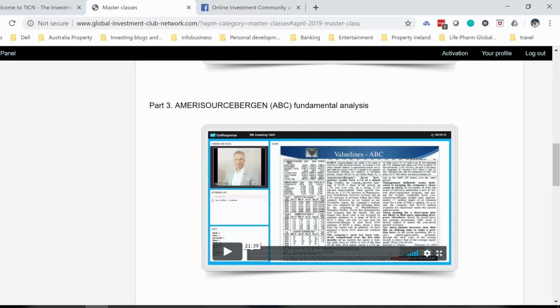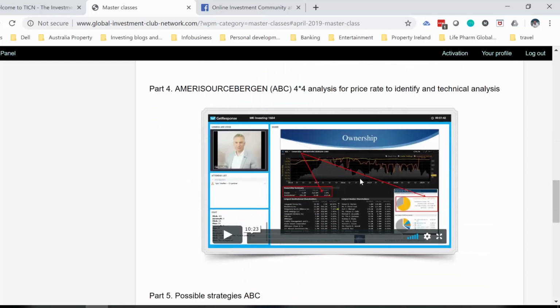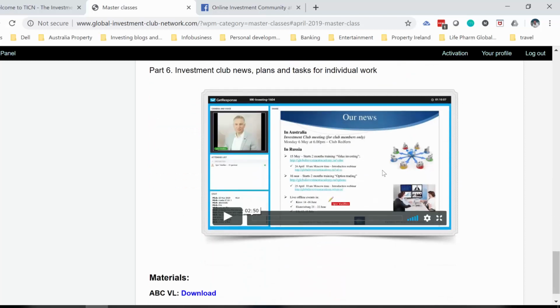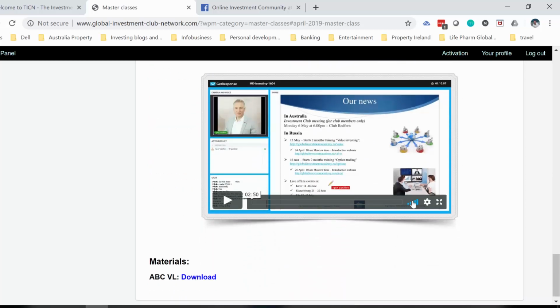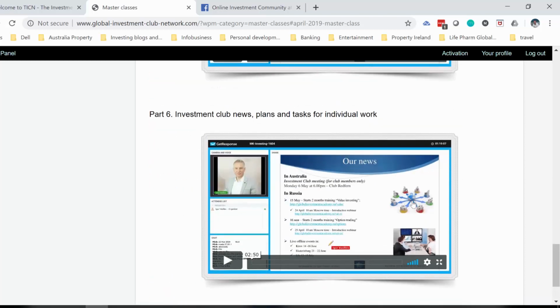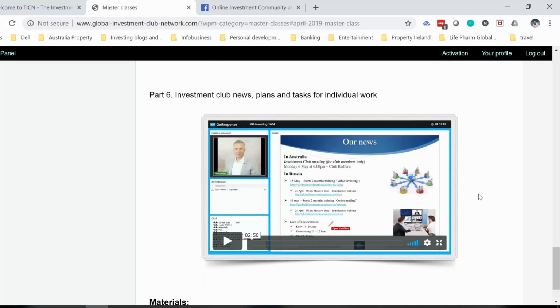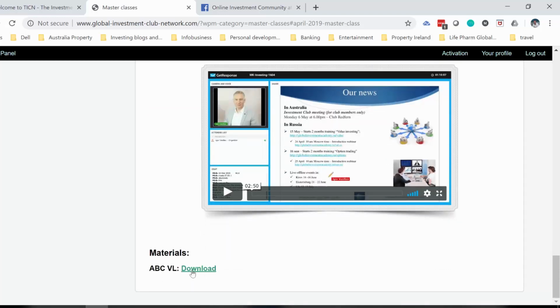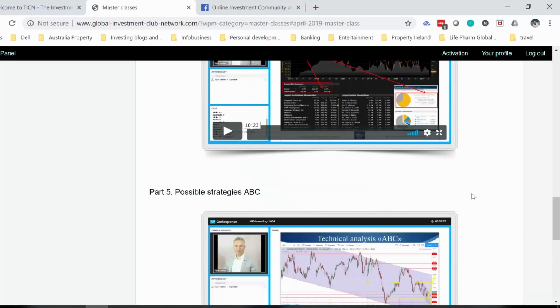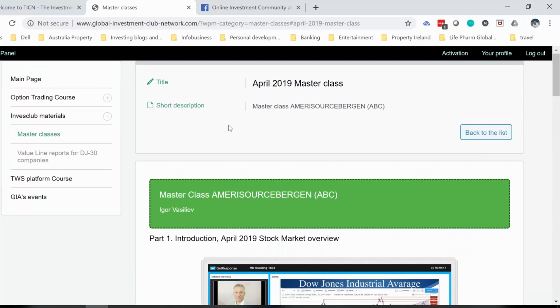If you want fundamental analysis of this company, you can do that. If you want technical analysis, that's what you do. And then possible strategies and whatever news we have as a club member: coming news, club membership meetings, maybe some retreats, some events, it's always here. Then you download the material as a PDF file so that you have it in your personal folder. So that's how the platform looks.